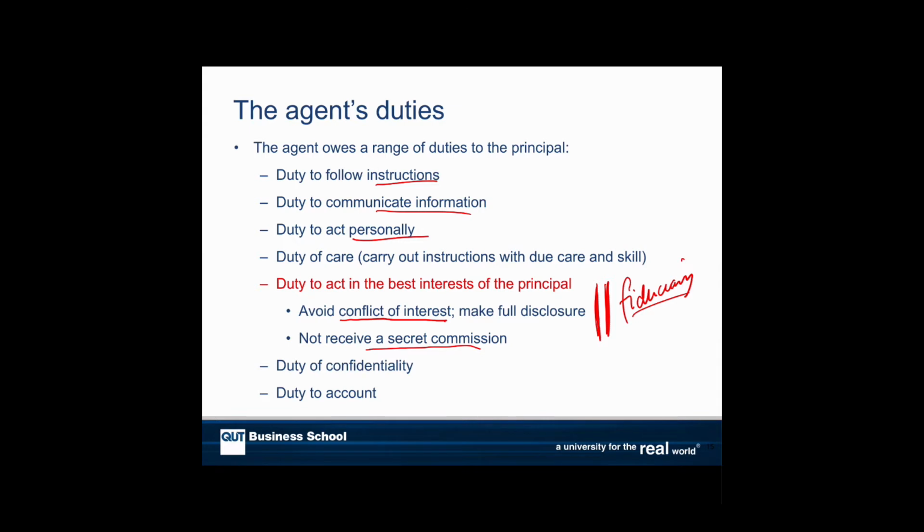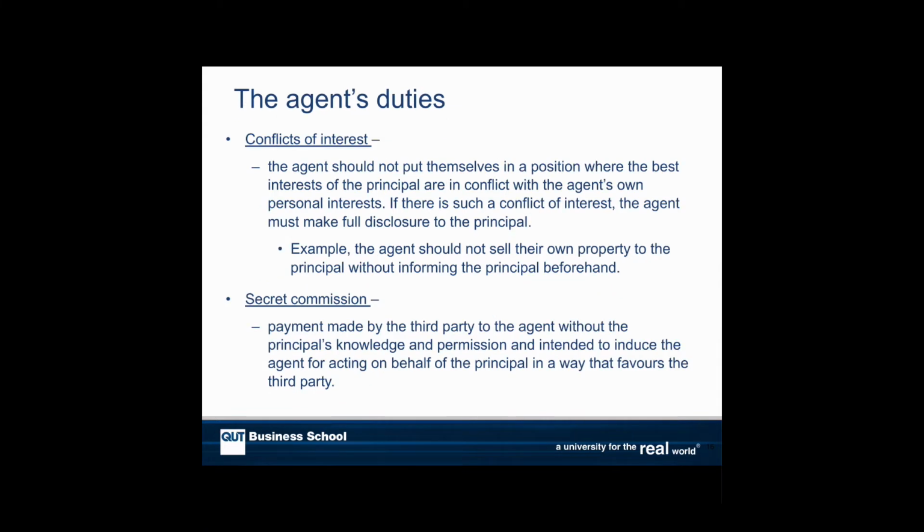So what do we mean by these two things? The first thing is that the agent is acting for the principal, not for themselves. So they shouldn't put themselves in a position where the interests of the principal conflict with their own personal interests. And that's the same if you're an employee: you've got to do what's right for the employer, not what's right for you, particularly when you're acting for them in that role as an employee. An agent, for instance, shouldn't sell their own property to the principal without telling the principal. So the principal should be aware when your interests are involved.